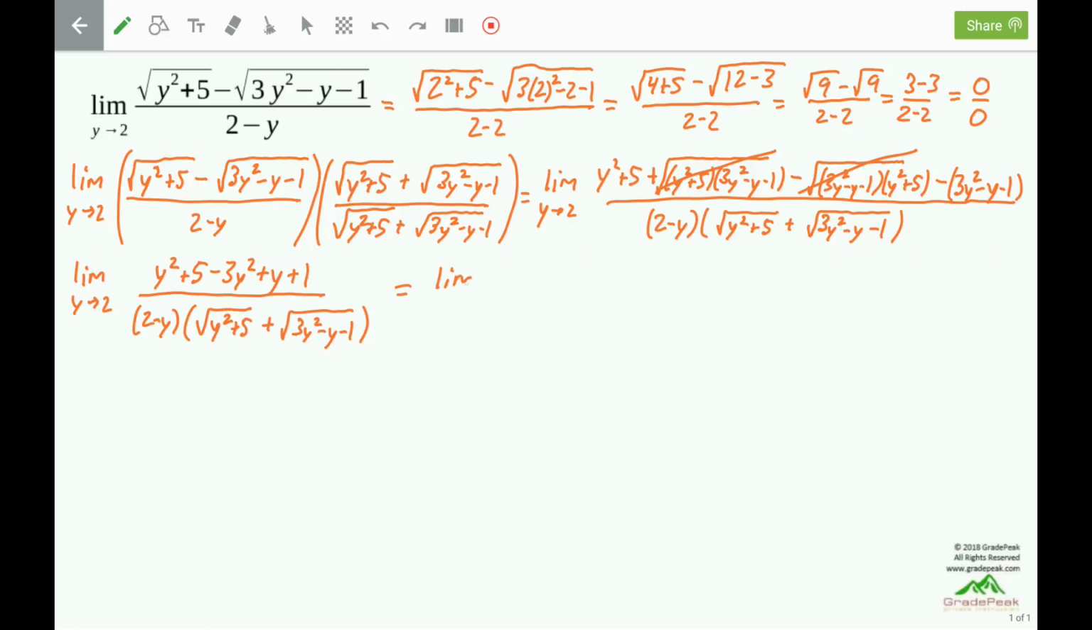So now what we're going to do is combine together like terms in the numerator. We have two y squared terms. We have one here and we have one here. We'll combine those. And we have two constants. We have one here and we have one here. We'll combine those. So that's going to give us a negative 2y squared plus y, and then plus 6.